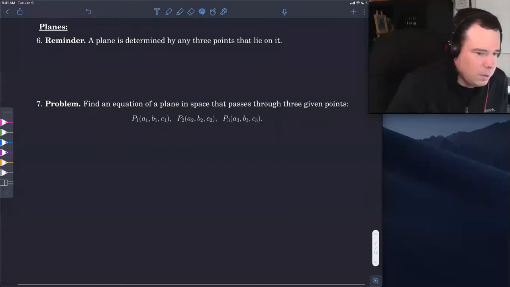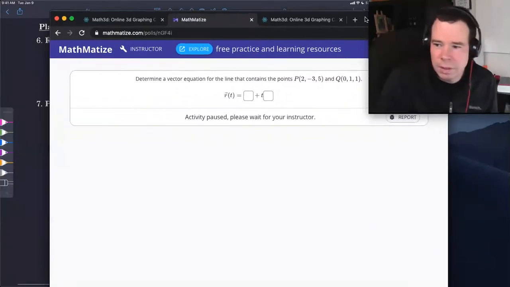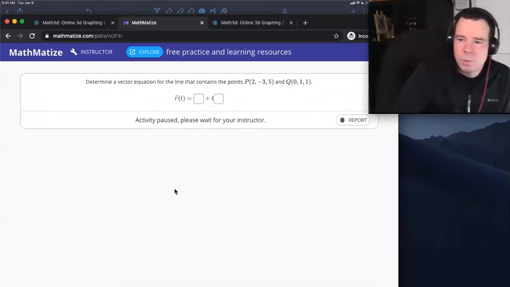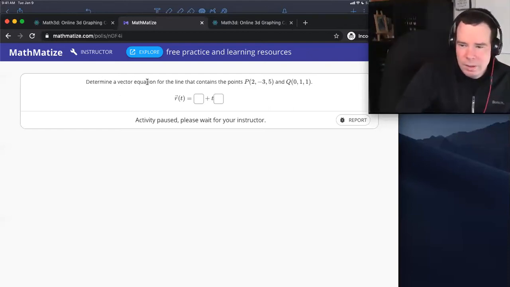All right, so here's the warm-up exercise. It should be displaying on your screen. I will drag mine over so that you can see what it would say. So determine a vector equation for the line that contains these 2 points. So we've got 2 points in 3-dimensional space. Find the vector equation for the line that contains them. And you're also given a bit of a hint here as to what the vector equation looks like. It's r of t is equal to some vector plus a multiple of another vector. So t times another vector, where t is a parameter that's allowed to change to trace out the whole line.